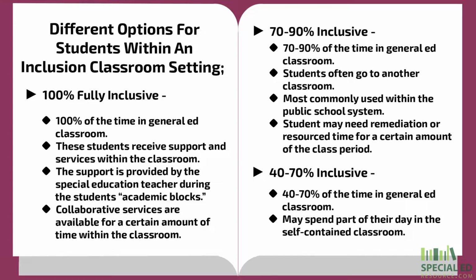Students can be pulled by the special education teacher to another classroom, most commonly used today within the public school system. Students may need remediation or resource time for a certain amount of the class period. Last, we have 40 to 70% inclusive. These students may have another outside placement or spend part of their day in a self-contained classroom. As an example, a student could spend their morning at an alternative school and be transitioned back into the school system by taking one course in the general education setting.